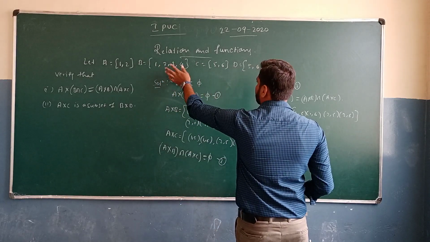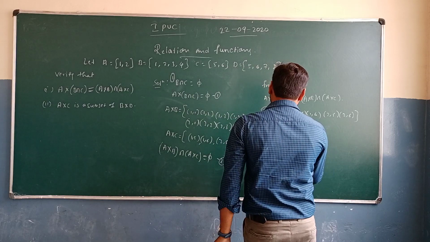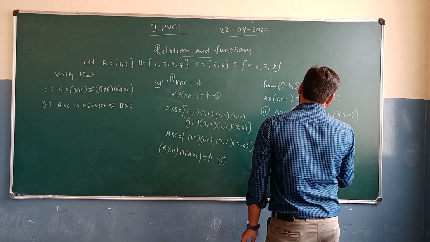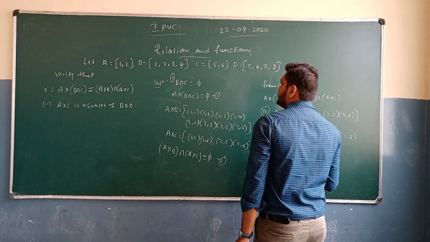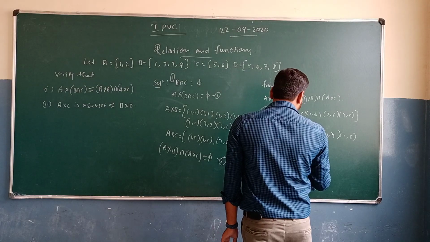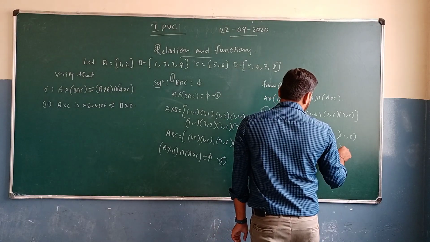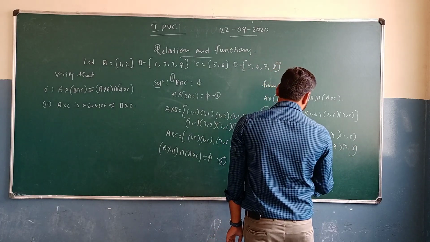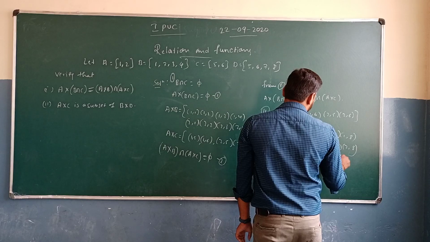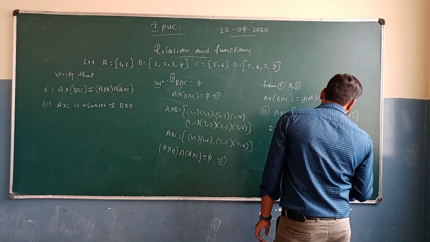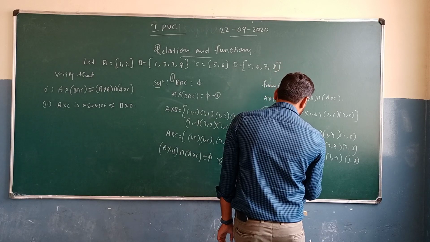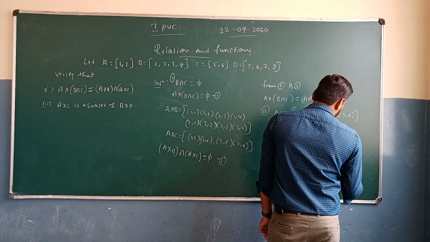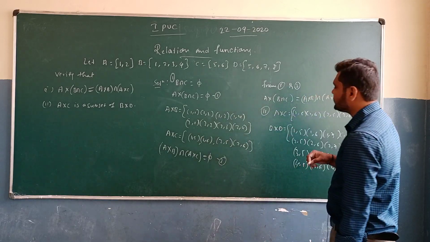So 1,5, 1,6, 1,7, 1,8. So the next one 2,5, 2,6, 2,7, 2,8. Next one is 3,5, 3,6, 3,7, 3,8. Next one 4,5, 4,6, 4,7, then 4,8. So these are the elements which will be present in B cross C.